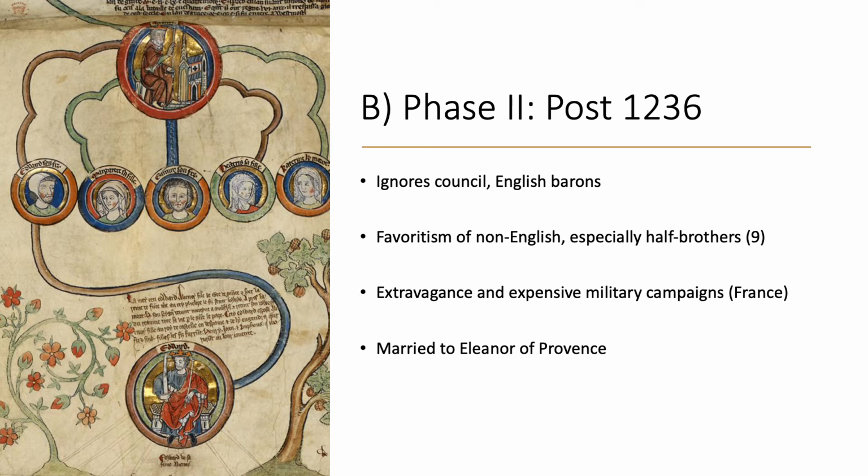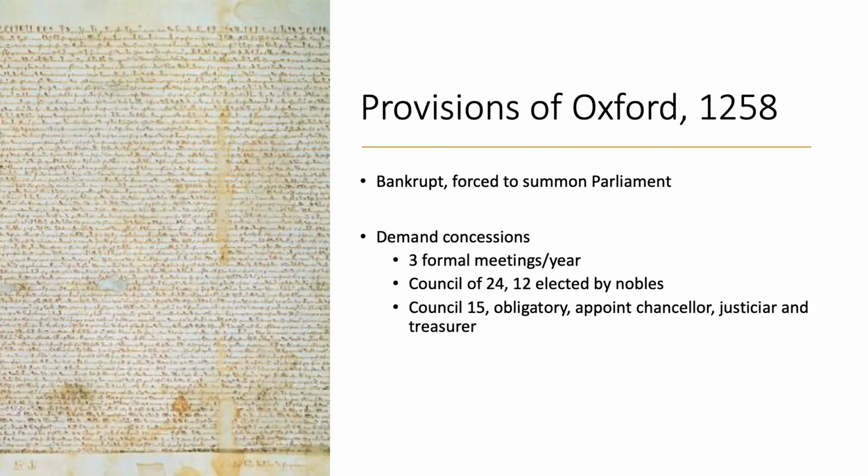he needs money. And so increasingly then what happens is the barons say, you need to call the council like you agreed to under Magna Carta if you want permission to tax the English, and he ignores them until he absolutely cannot ignore them anymore.